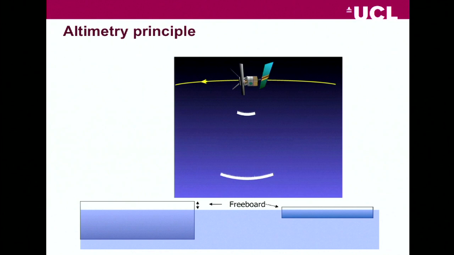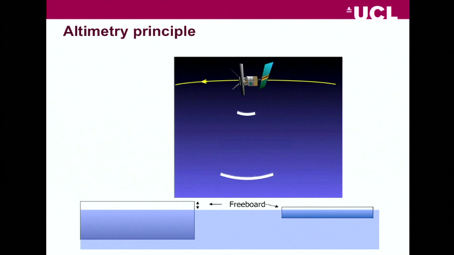Now, we know how fast the radiation is traveling. We know the time. So from that, we can work out the elevation of the satellite above the surface that we're looking at. So over the Arctic Ocean, we have those areas of open water, the leads. So we measure the elevation to the leads, and then we measure the elevation to the ice floes next to them. And if we take the difference between those measurements, we can calculate the freeboard of the ice. So that's the amount of ice that's sticking up above the ocean surface.